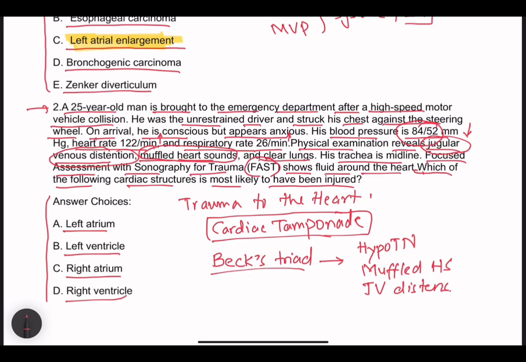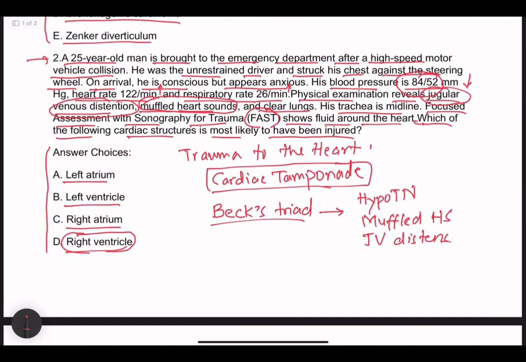In this question, we have been asked which of the following structures is most likely to have been injured. Now, the correct option is right ventricle. Right ventricle is the anterior most structure of our heart. It is located directly behind the sternum and most susceptible to injury in blunt trauma to the chest. So, the correct option is right ventricle.